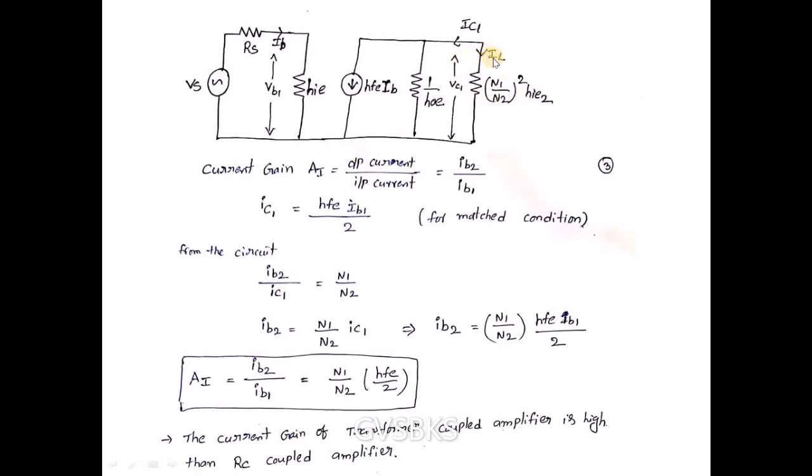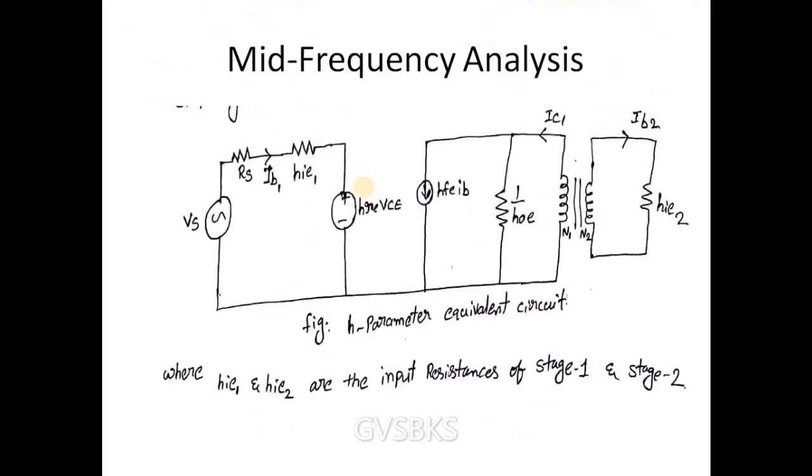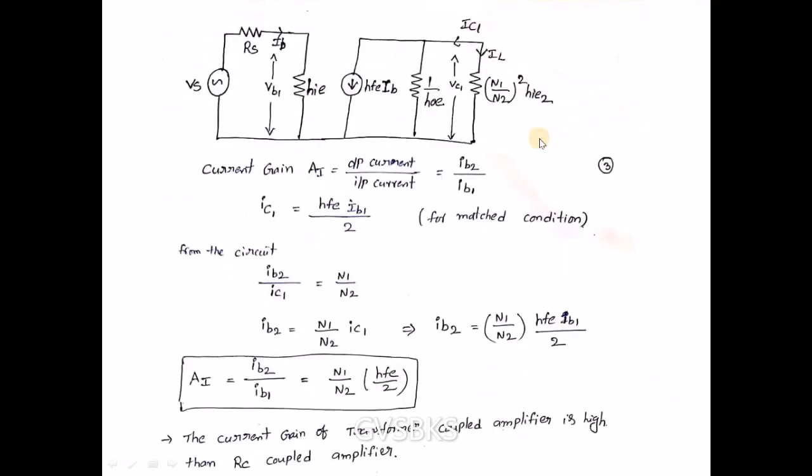So IL is the load current, and IC1 is the collector current of stage 1. From this we can calculate the current gain AI, which is equal to output current divided by input current. So what is the output current actually? From this figure, IB2 is the output current and IB1 is the input current. So we have to calculate IB2 and IB1, and first we are going to calculate IC1.